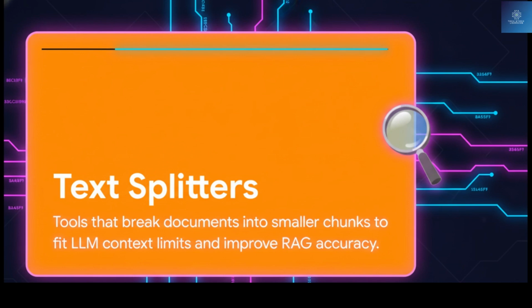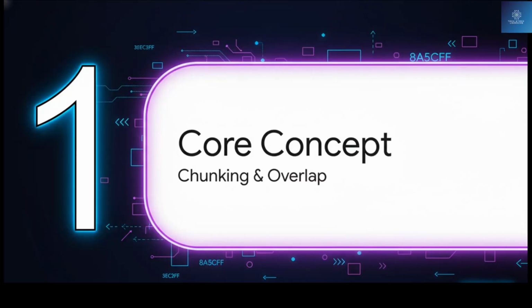Job number one, chop up those big documents into pieces that can actually fit inside the LLM's context window. And job number two, which is just as important, is to make those pieces really focused and meaningful so you get way better results from your RAG system. Okay, but how do you split a document without turning it into a complete mess? It all boils down to two fundamental ideas, chunking and something called overlap.